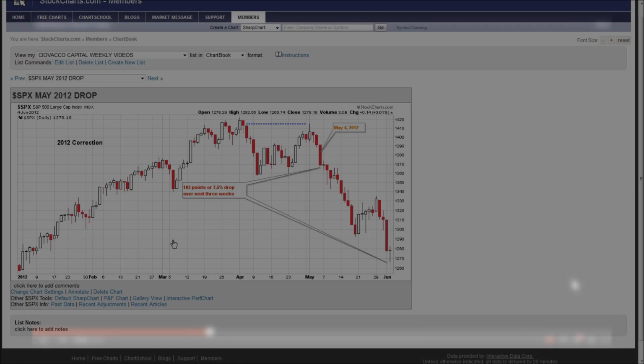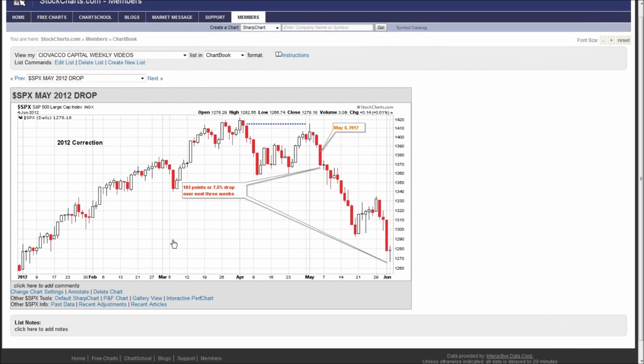It's important as investors that we do not try to follow scripts or look at historical patterns and expect them to repeat in the exact same way or even similar ways, but it is helpful to understand what a typical correction looks like and the psychology behind it.